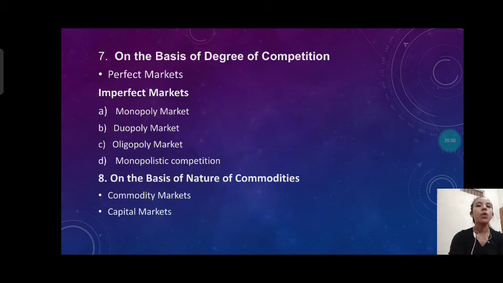The second is the duopoly market. A duopoly market is one which has only two sellers of a commodity. They may mutually agree to choose a common price which is higher than the hypothetical price in a common market. The third is the oligopoly market. An oligopoly market is a market in which there are more than two, but still a few sellers of a commodity.